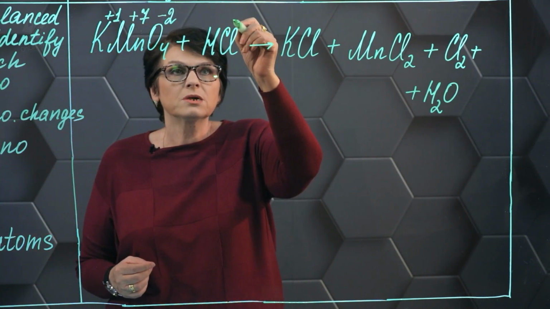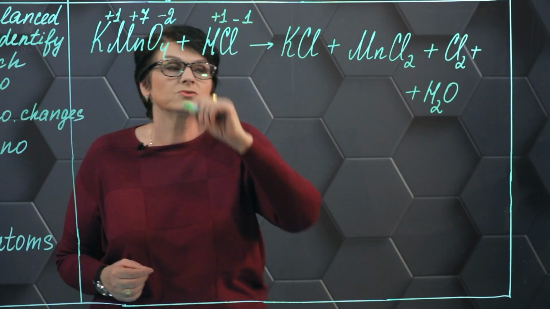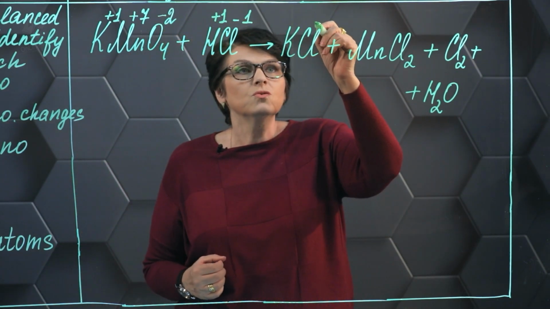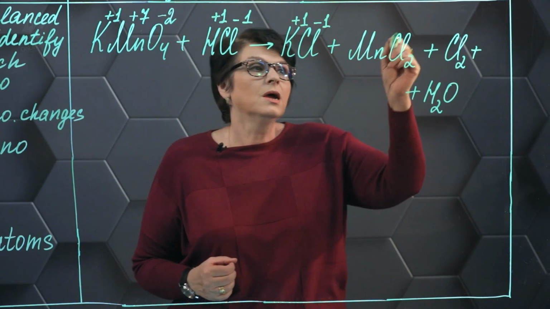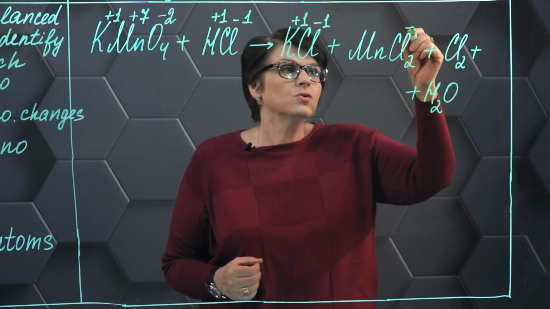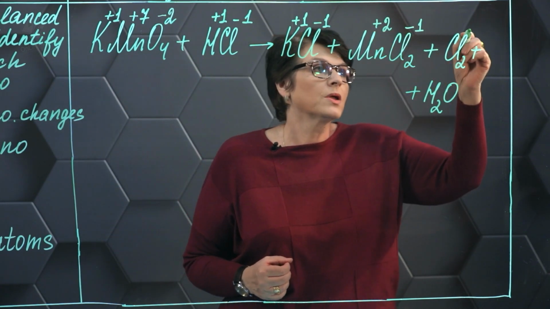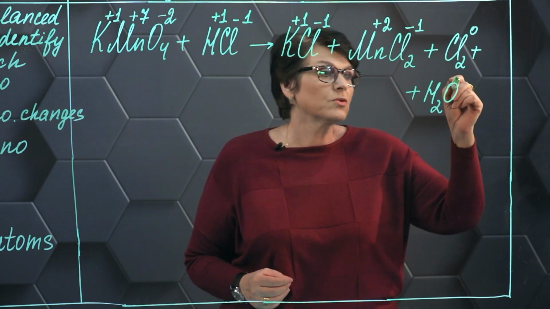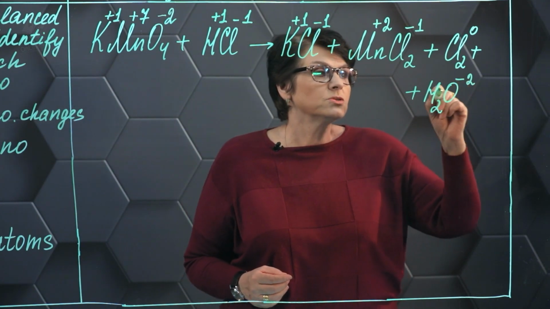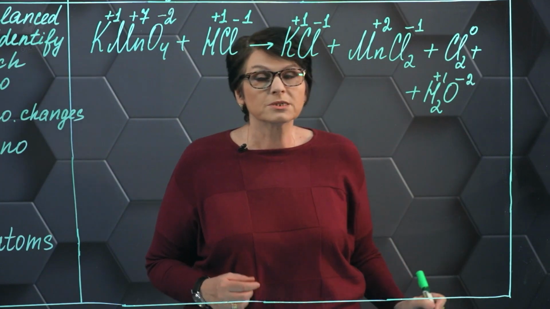Now we start with chlorine, which is -1 in hydrochloric acid; hydrogen then has +1. In potassium chloride, chlorine has -1, potassium has +1. In manganese chloride MnCl2, chlorine has -1, manganese has +2. Cl2 has 0 charge, since it's a simple substance. Well, water has -2 and hydrogen +1, using the rules of the cross.